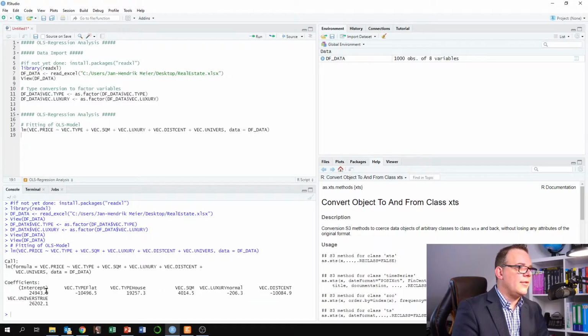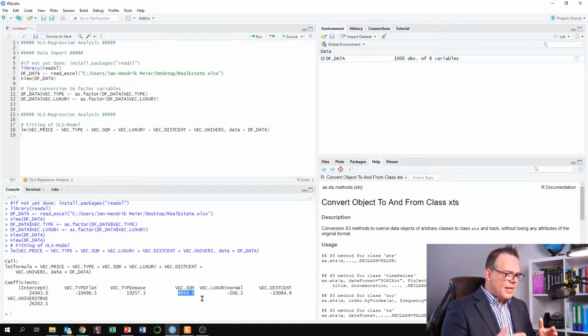And I just run this line and I already get the coefficients. So the intercept here is our constant, and here we have the slopes of each individual dimension. So here flat and house and square meters. Square meters is easy to interpret because with each additional square meter the house price increases by 4,014 euros. But this is not all.